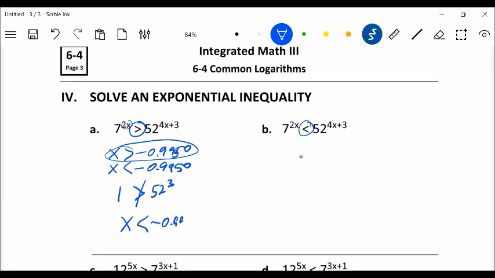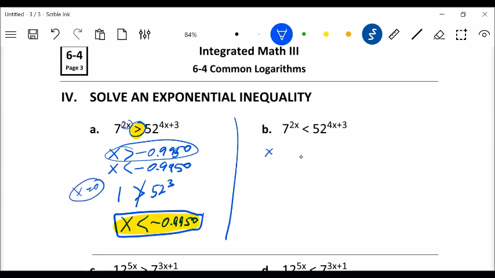negative 0.9950. That would make this one true. The other side, now we know that numbers less than that make it true, not greater than that. So let's see if I do the same thing with the other one. If I say that x is 0, I get 0.